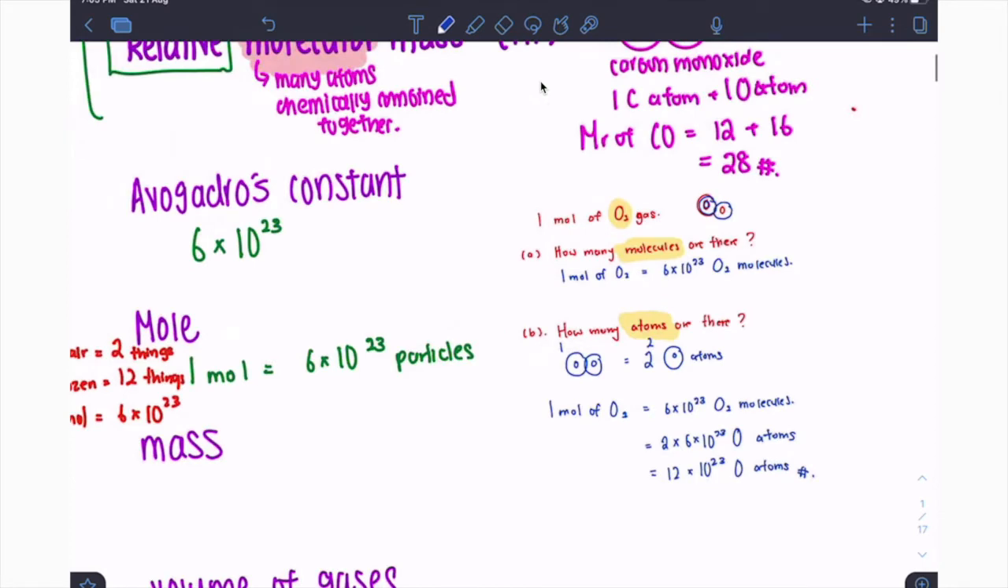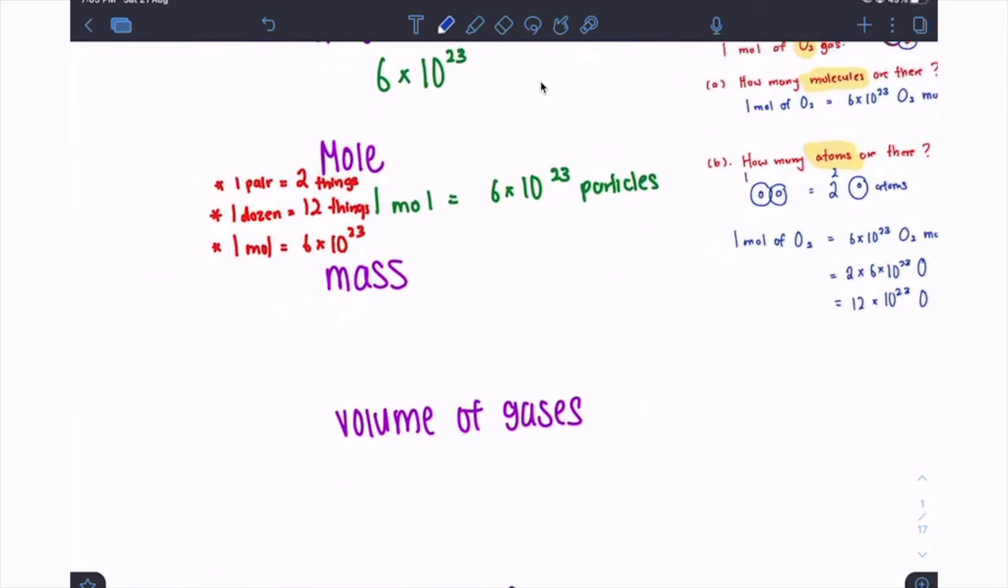Alright, now moving on from there, we had to be able to calculate the mass. So let's say I know the number of moles of oxygen, but how do I find out the mass of this oxygen? This is where we were introduced to our first triangle.